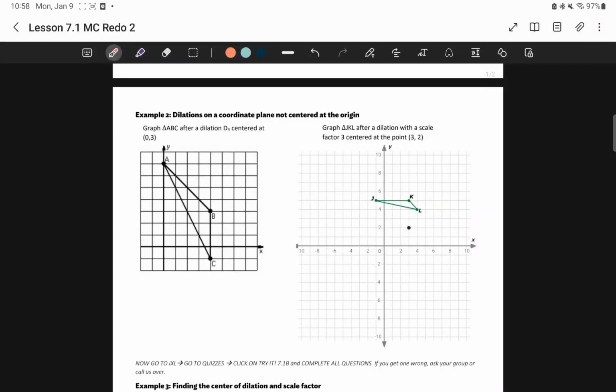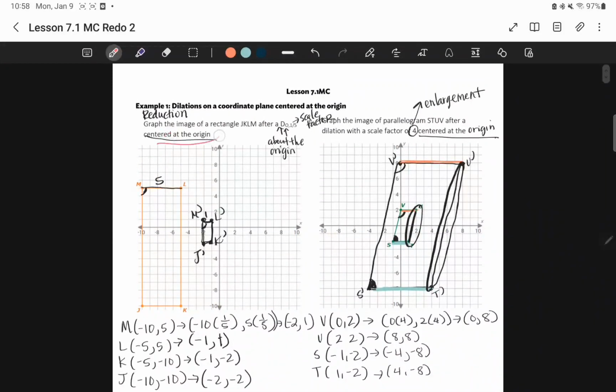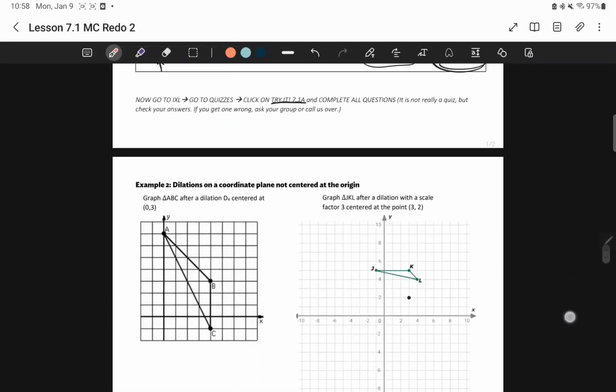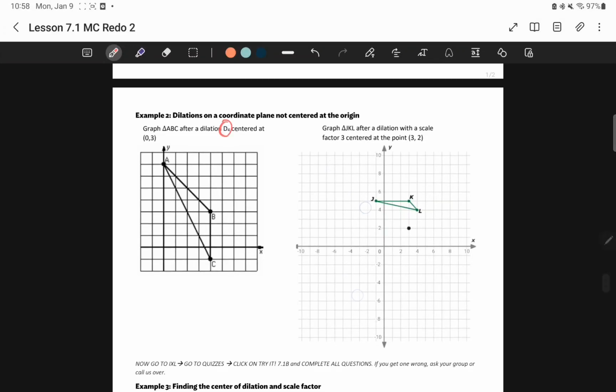Okay, so this video is showing how you dilate by a scale factor when your center is not the origin. Before, on these questions, we had centered at the origin. Well, what do we do if it's not centered at the origin? Looking at the very first one, it says graph this triangle after a dilation of 4. That means you're making it 4 times as big. But it's centered at 0, 3.